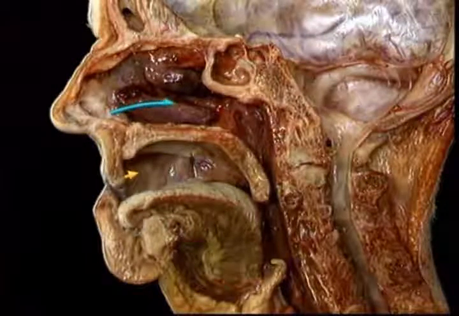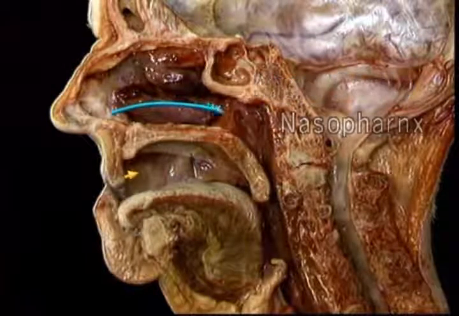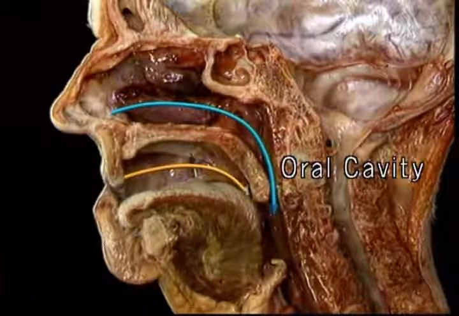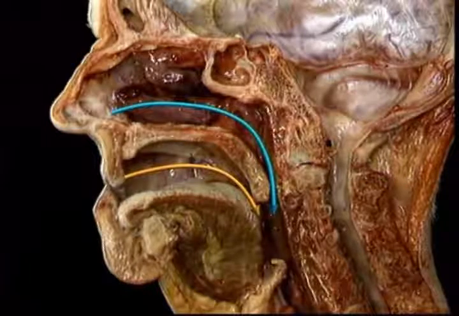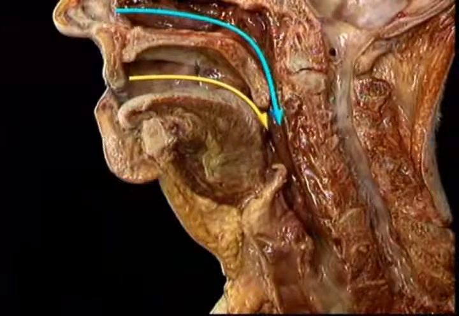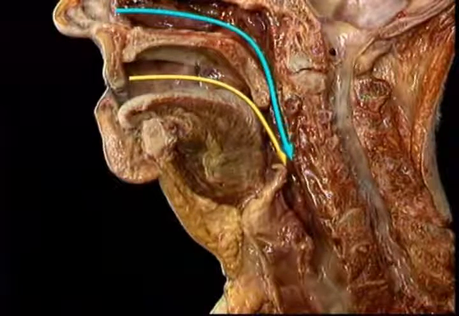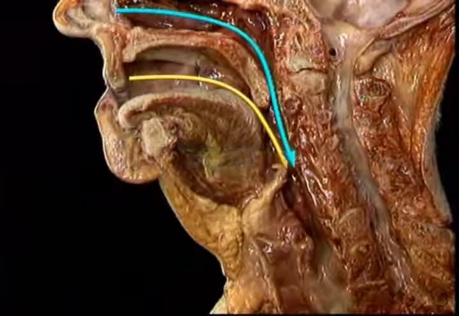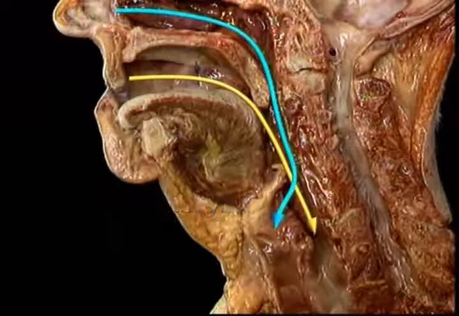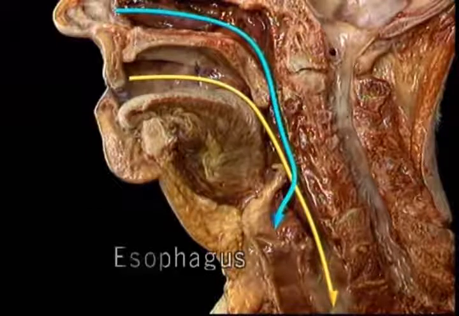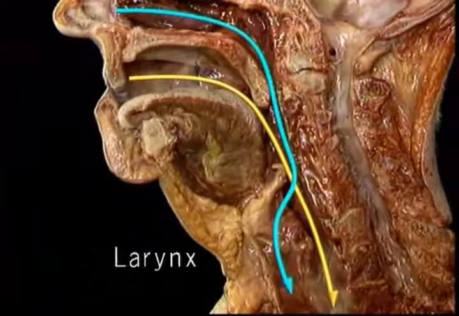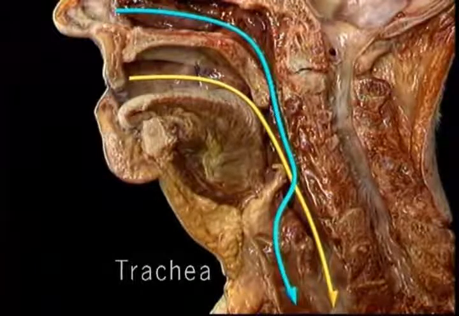Air passes backward through the nasal cavity and the nasopharynx. Food and liquid pass backward through the oral cavity. The 2 passages unite here. Air, food, and liquid all pass through this common passage, the oropharynx. The 2 passages separate again here, in the hypopharynx. Food and liquid pass backward into the esophagus on their way to the stomach. Air passes forward through the larynx and into the trachea on its way to the lungs.